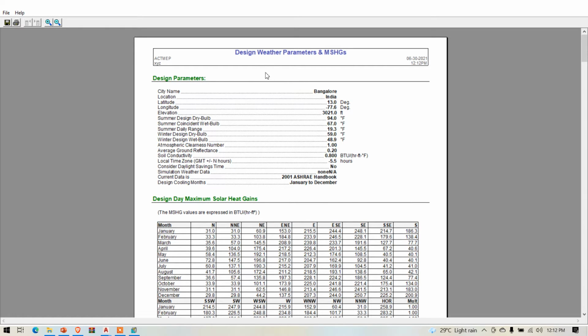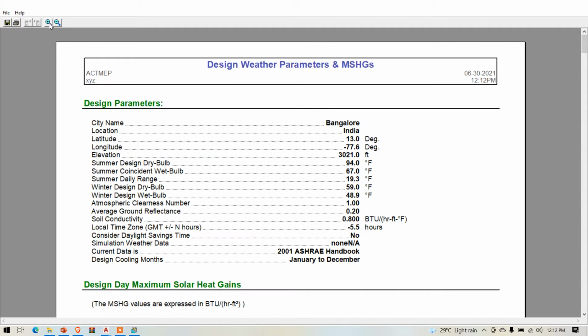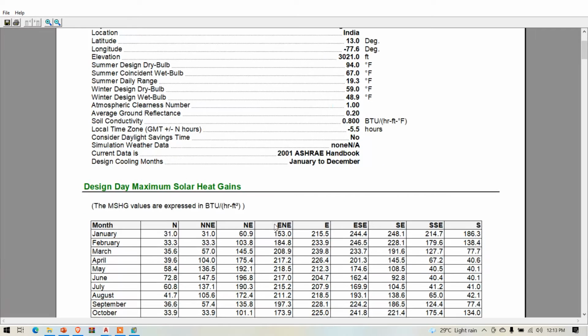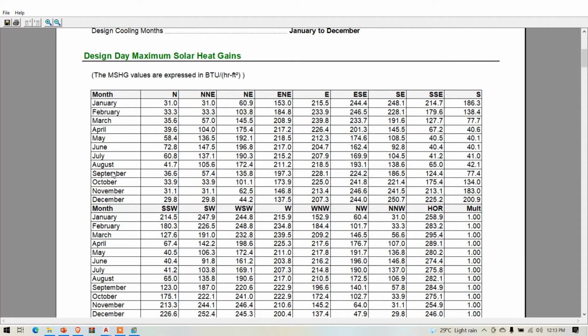See here, we are getting the design weather parameters. The project name is ACTMEP. The time is 12:12, so it is going to print at 12:12 on today's date. So these are our results: the design parameters, city name, location, latitude, longitude, elevation, everything we saw, and the current data is from the 2001 ASHRAE handbook. Then the design cooling months from January to December, and here we are getting the design results.